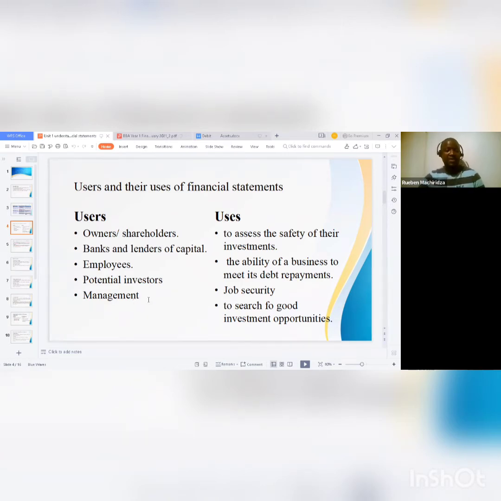their investment. And then last but not least, we've got the management, which is an internal user. The management will need to know the financial statements of the company for future planning. If we know that last year we made a loss, we'll know what we can do next year. Should we cut back on our expenses? How can we increase our revenue? So the management will need to know about the financial statements. So these are the users and their uses of the financial statements.